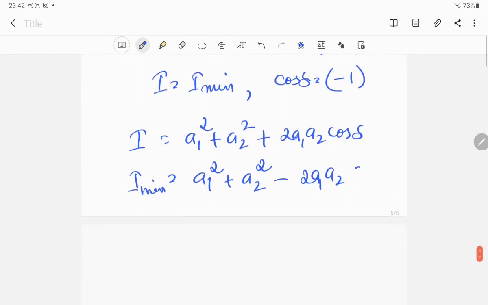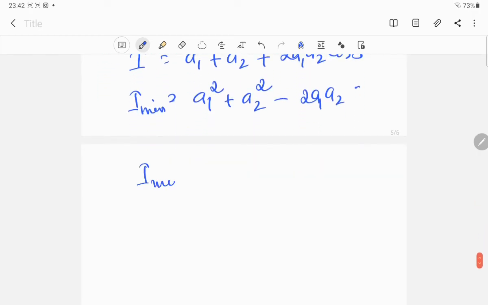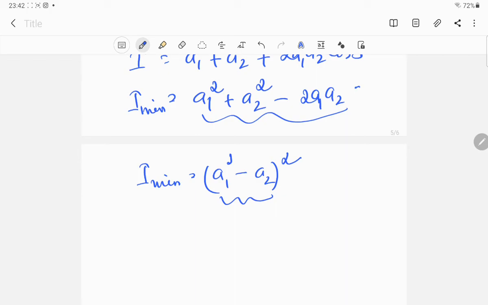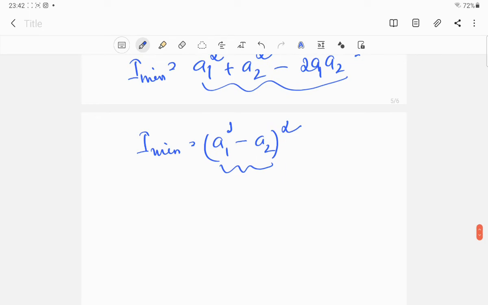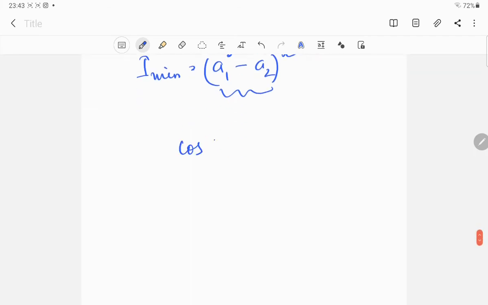So I minimum is equal to something like a minus b whole square, so a1 minus a2 whole square. See, they are getting subtracted, so obviously the final value is not going to be a bigger value, it is going to be a smaller value. So that's why the resultant amplitude will be even smaller than the individual amplitudes. So this is called I minimum. This happened because cos delta is minus 1, and delta will then be equal to twice n plus 1 pi.